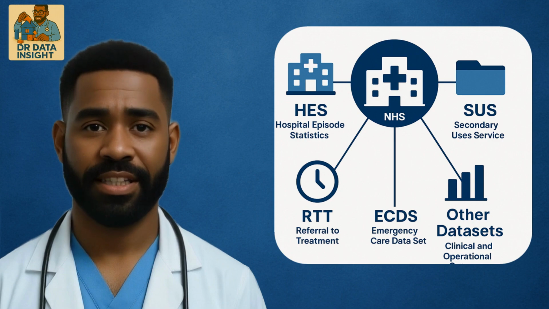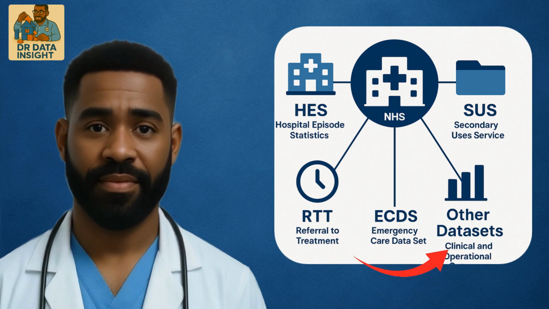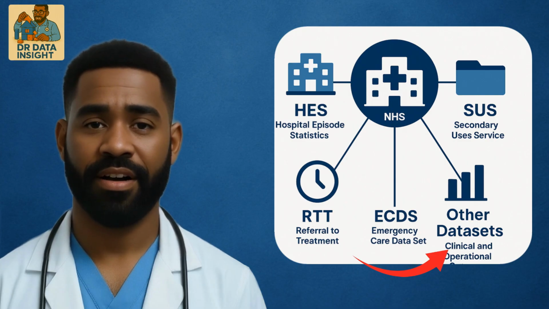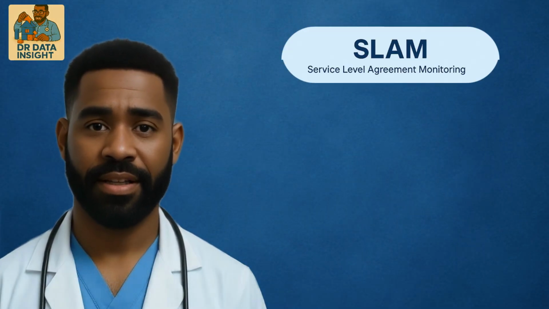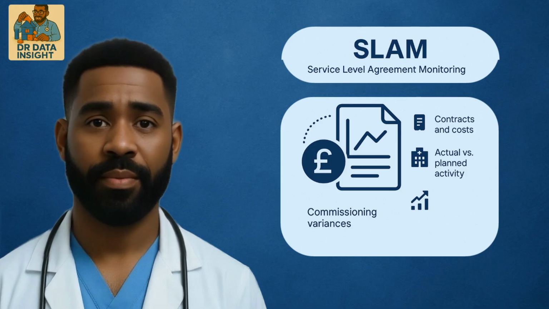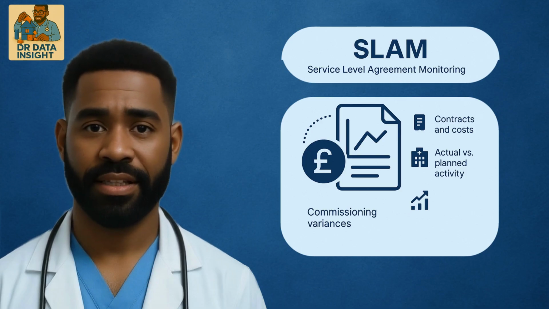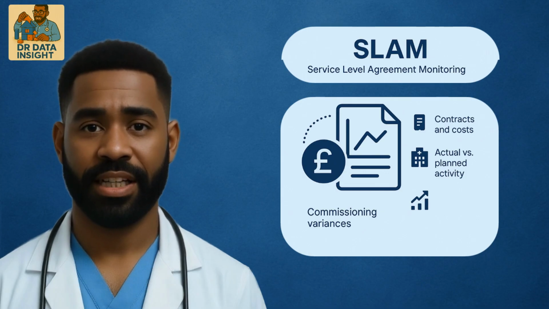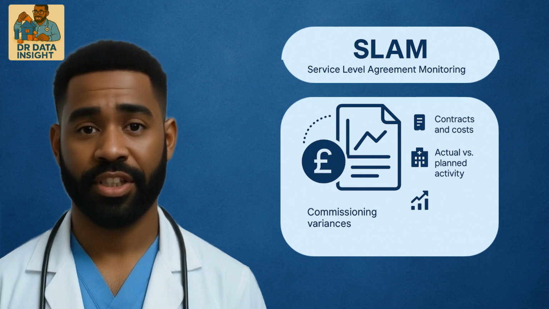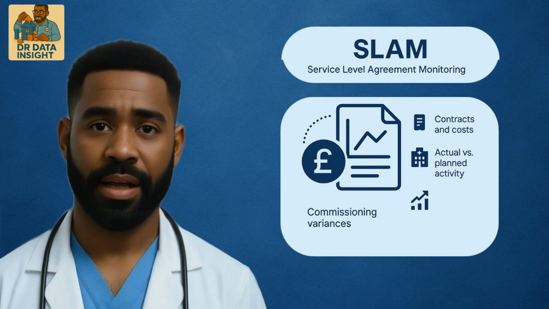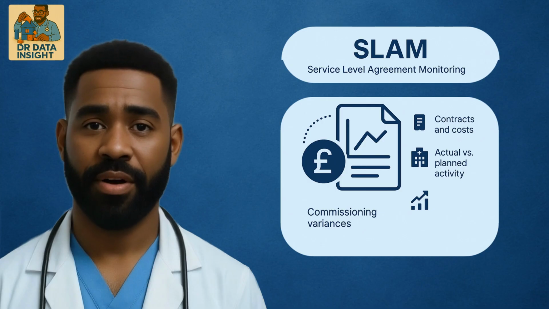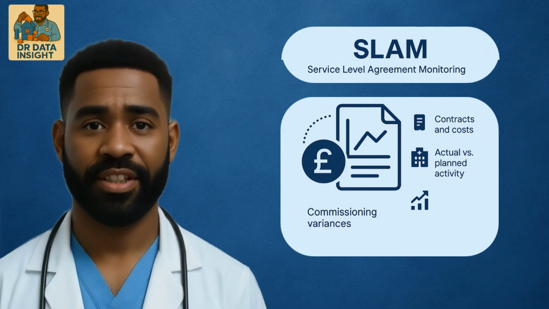Now let's mention one dataset that sits among the many other valuable ones as our 5th foundational dataset. SLAM, the dataset that sits at the heart of NHS finance and contracting. SLAM stands for Service Level Agreement Monitoring. It's how trusts and commissioners track what care was delivered, at what cost, and against which contract. You can think of it as the monthly financial mirror of the activity you've seen in SUS and HES, but presented through a commissioning lens. This is the dataset used to raise queries, trigger challenges, and reconcile payments. Missed or miscoded activity here can mean hundreds of thousands of pounds lost or disputed.